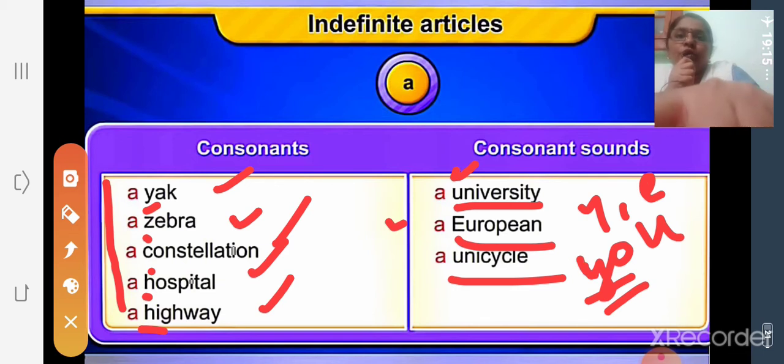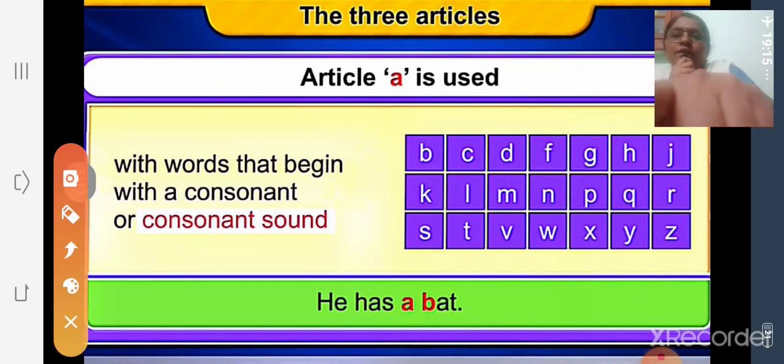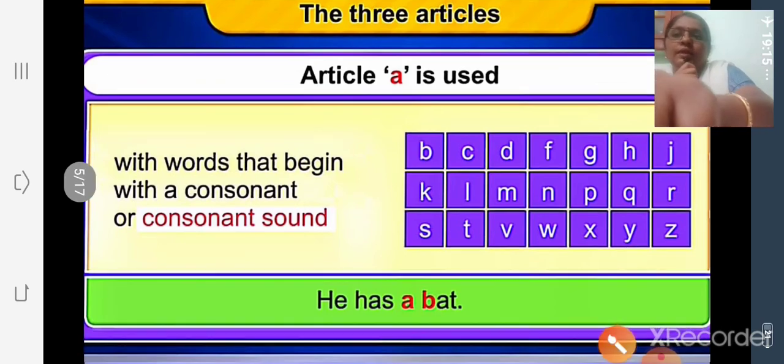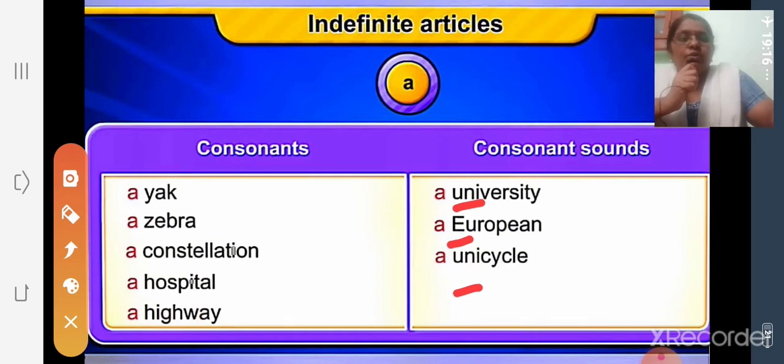Y is included in consonant sound. Isn't it? Here, look at here, Y is a consonant. So it is a consonant sound. Here, even though the words begin with vowels, they sound like consonant sounds. That is why a is used. So keep this in your mind.